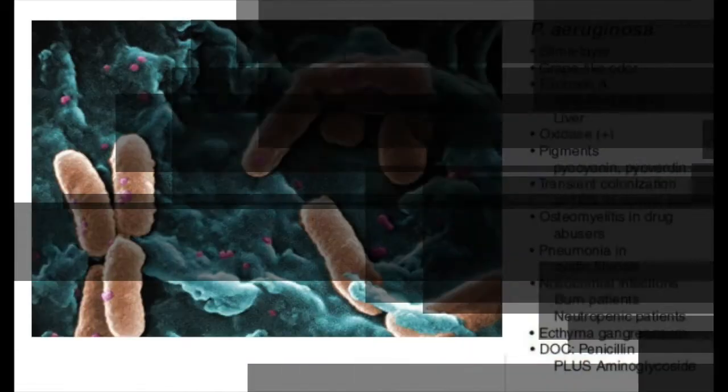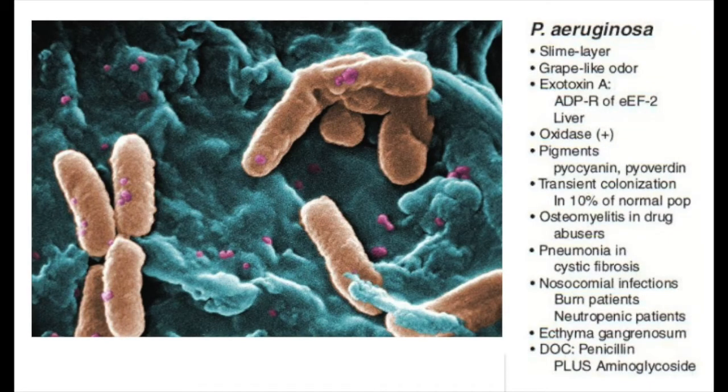Lastly, we have Pseudomonas. Remember that Pseudomonas is aerobic, right? So we have to remember that. It has its blue-green pigment, this grape kind of odor, and it is lac negative, which we already mentioned before. It inactivates elongation factor 2 with its toxin, and it causes just about every kind of infection you can think of. It causes otitis externa, that's swimmer's ear.